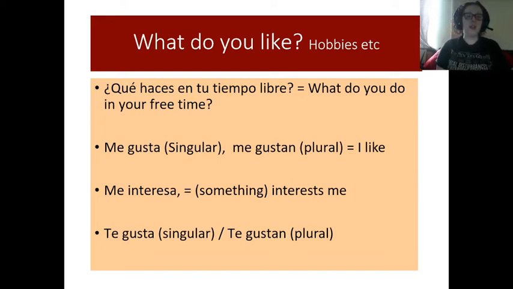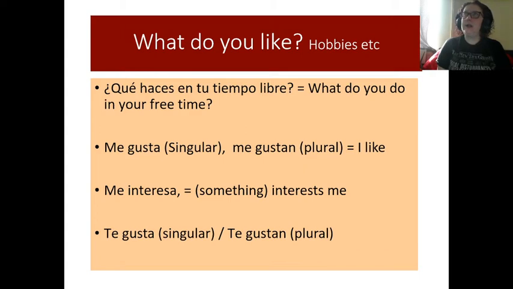So you wouldn't change the verb gustar, which becomes gusta or gustan. You would literally change the pronoun from me to you. So you would say, te gusta. So let's say, for example, me gusta tenis. I like tennis. I don't actually like tennis, but just for the purposes of this video. So, me gusta tenis.